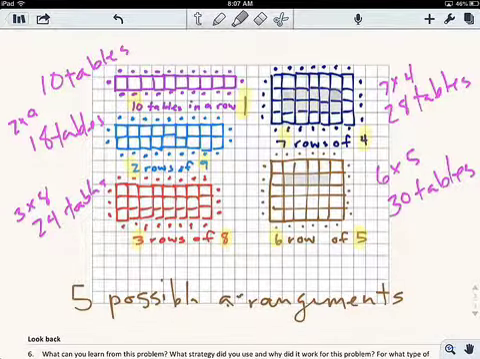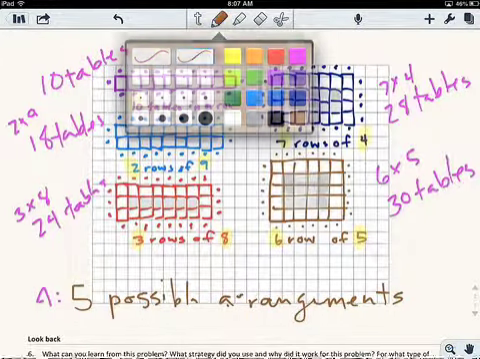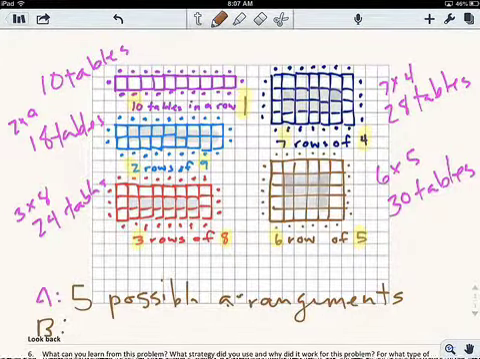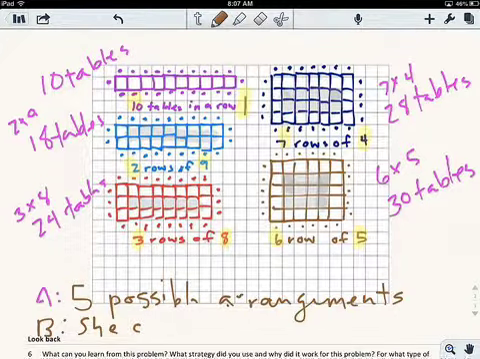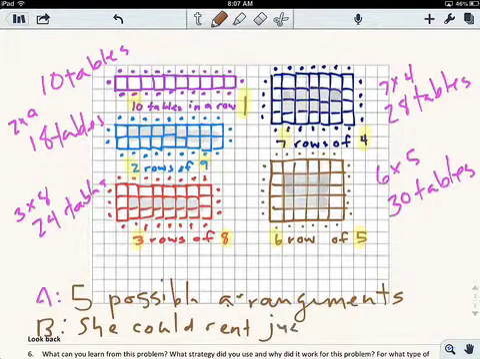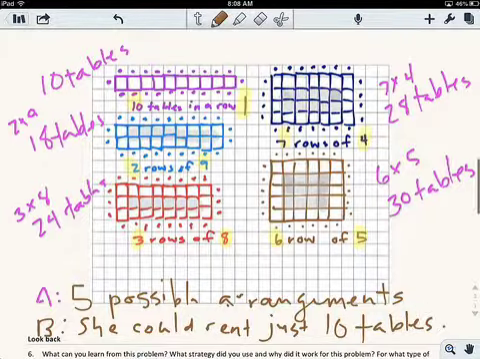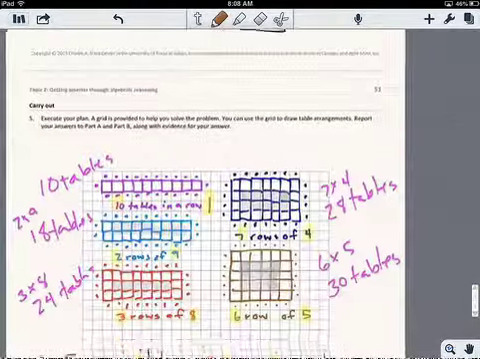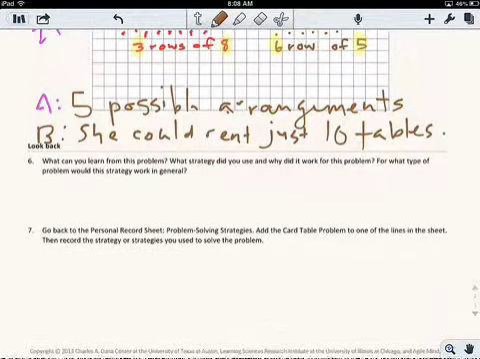These tables, there's nobody sitting at, but she's paying for, so it wouldn't be very useful. And then there's also all of these sides that people can't sit at in the center. And so the answer to A was 5 possible arrangements, and the answer to B is she could rent just 10 tables. Which it seems like both of my predictions, even though they were guesses, were right.